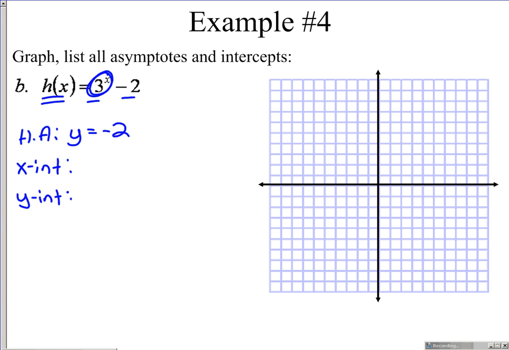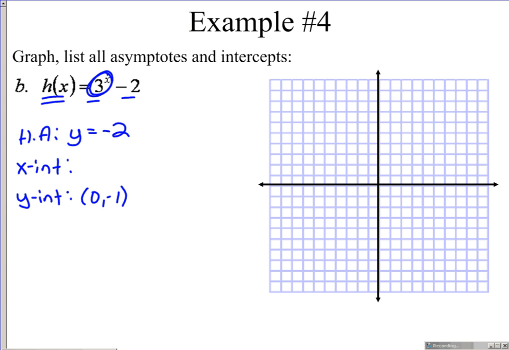Our y-intercept, plug in 0 for x, we get out 3 to the 0 power, which is 1. 1 minus 2 is negative 1. There's our y-intercept. X-intercept. We don't have a way of solving for this directly, so we're going to go to our calculator and actually find the x-intercept with the calculator.